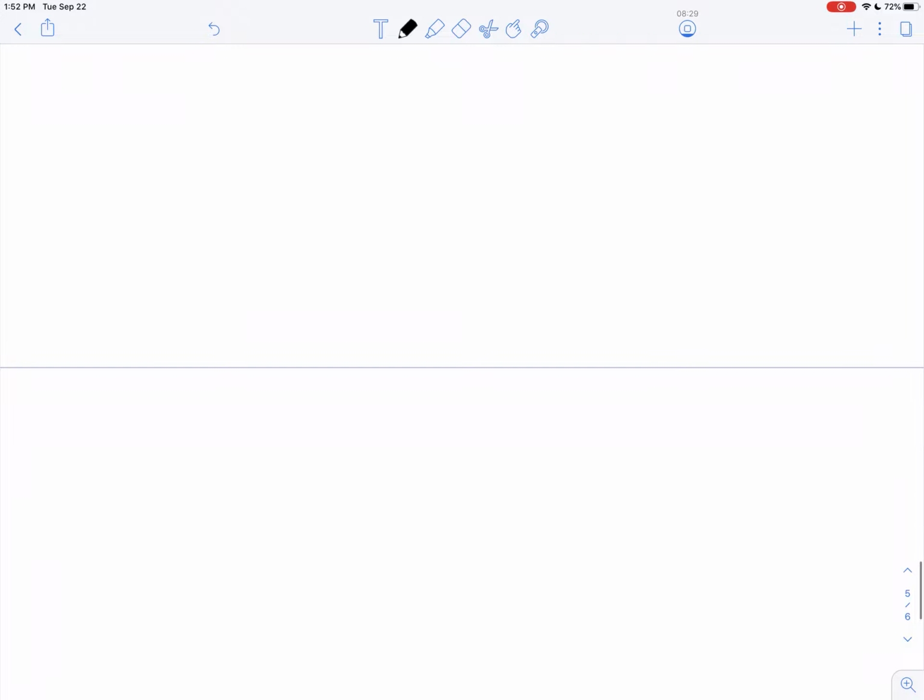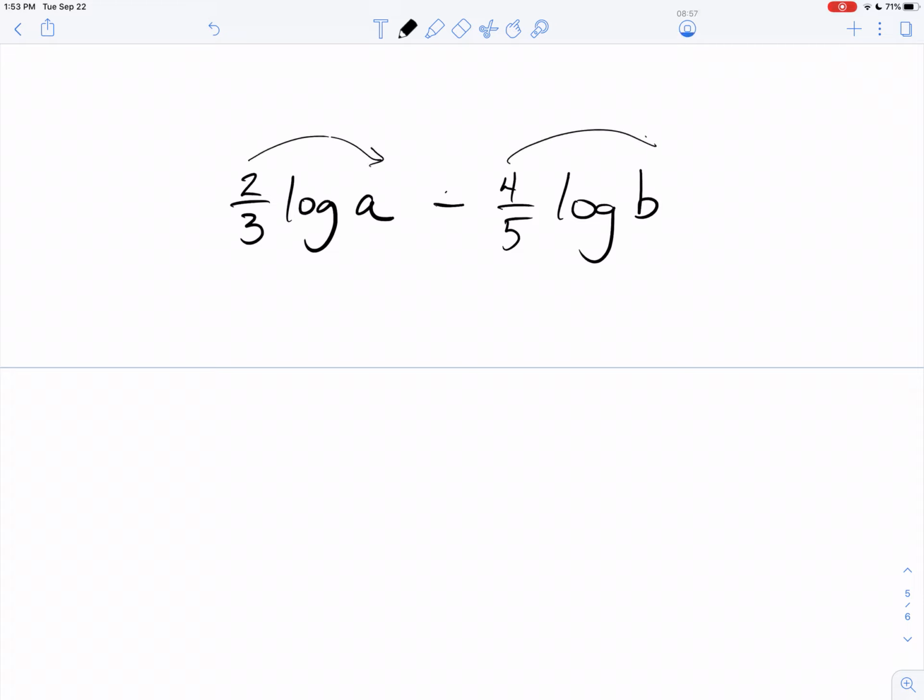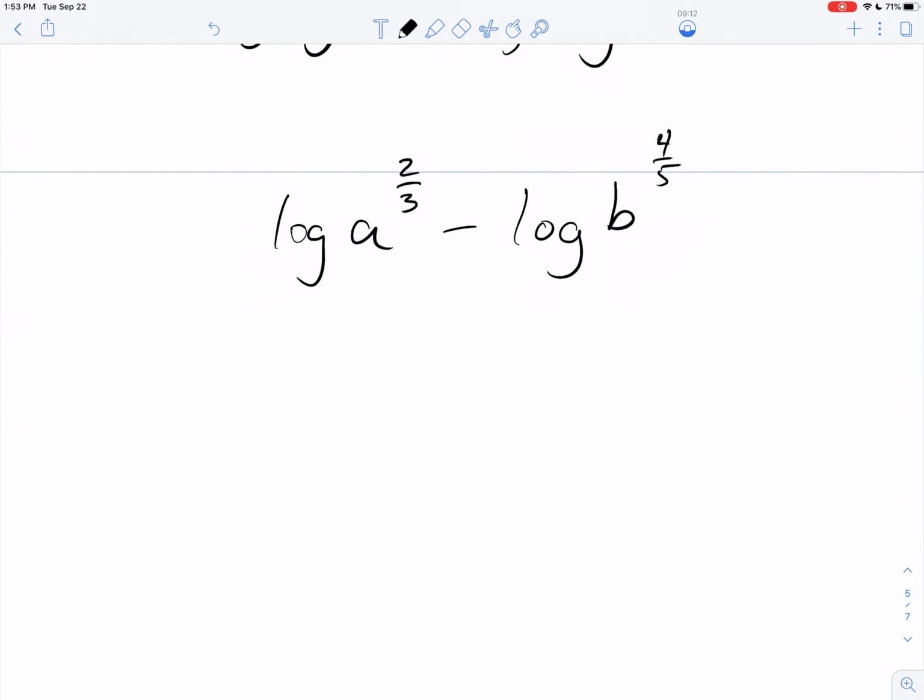So let's say I want you to take, let's do a minus because we did a plus on the last one. So if I said, what is this as a single log? I would say, pull up the 2/3, pull up the 4/5. So I'd have log A to the 2/3 minus log B to the 4/5. And then I would have to say, well, this is a quotient.